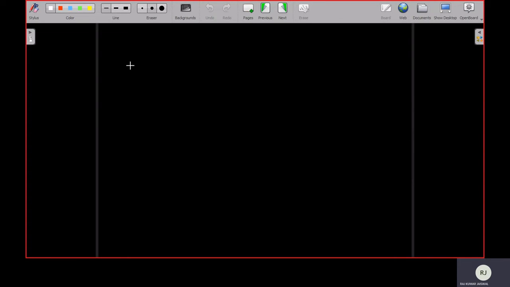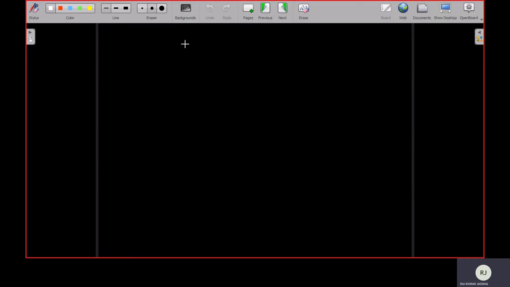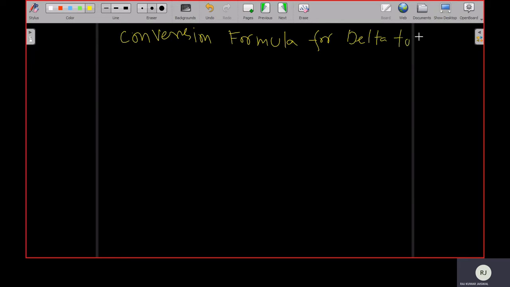This was for star to delta. Next, we will see the conversion formula for delta to star.